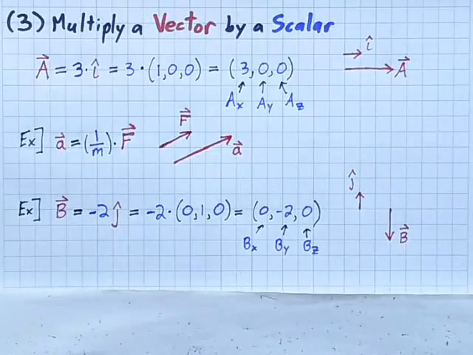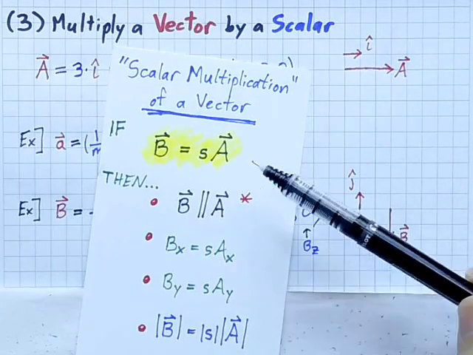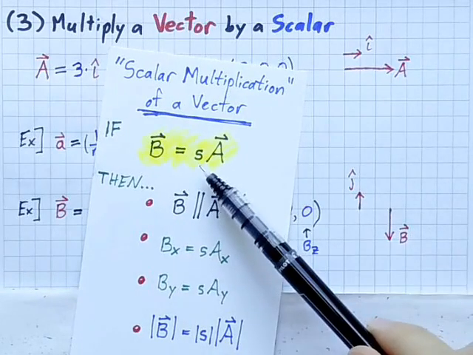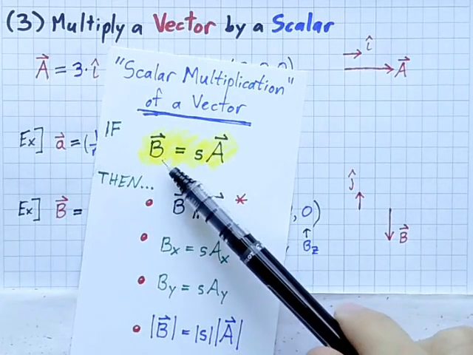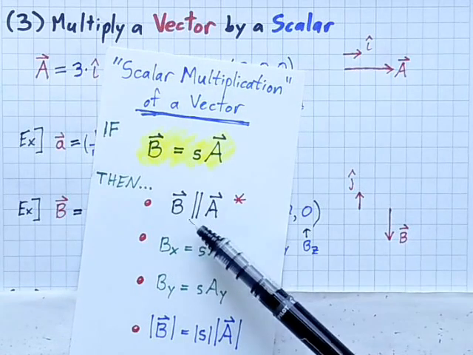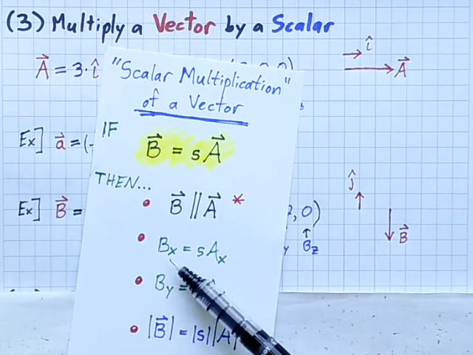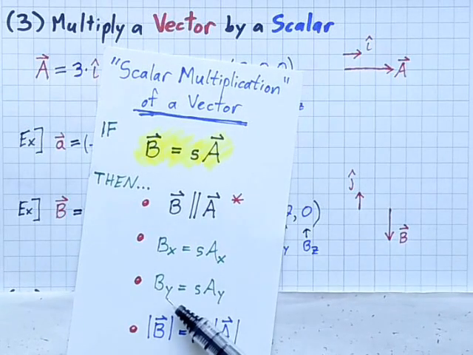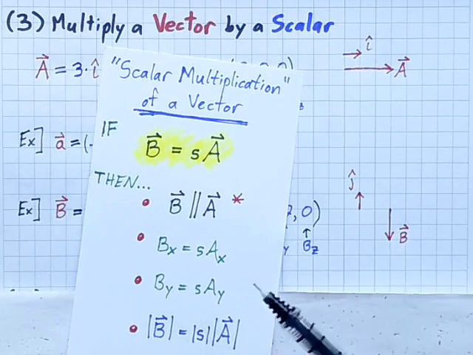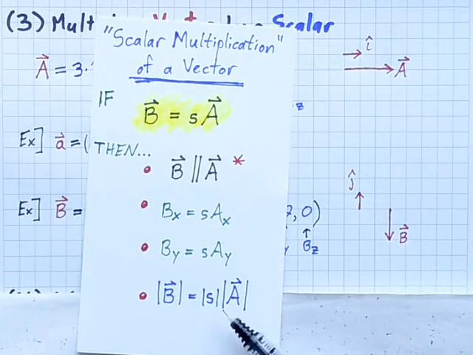We were discussing multiplying a vector by a scalar. Let's summarize. If A is a vector and S is a scalar, then by multiplying them together, we construct a new vector, B, where B will be parallel to A. The x component of B is found by taking S times the x component of A. The y component of B is found by taking S times the y component of A, and so on. And then the magnitude of B will be equal to the magnitude of S times the magnitude of A.